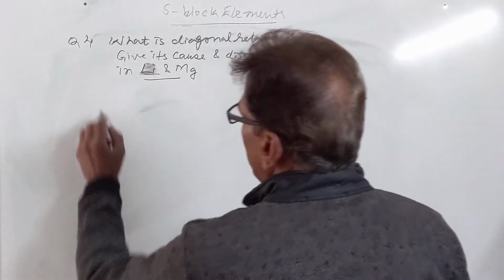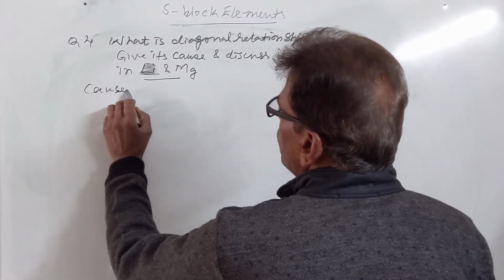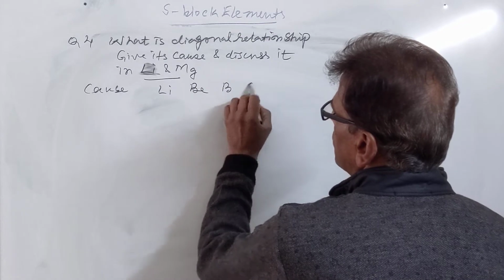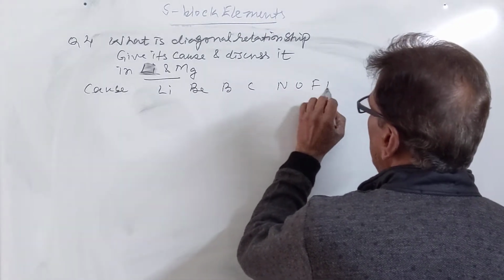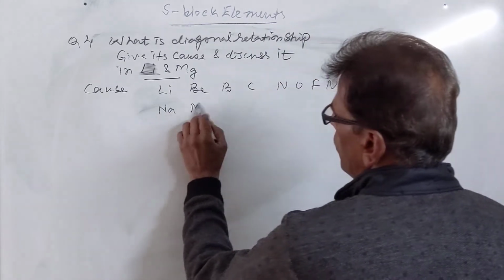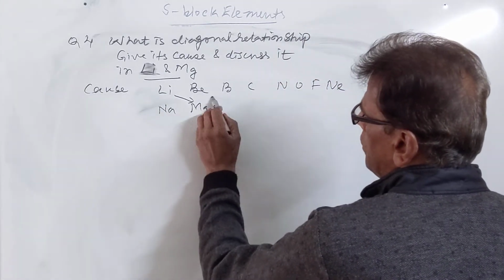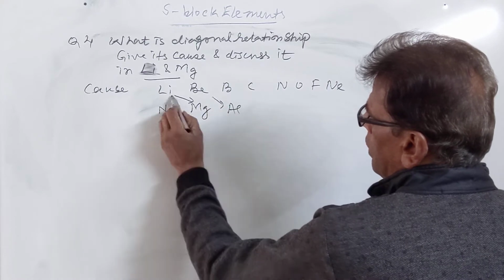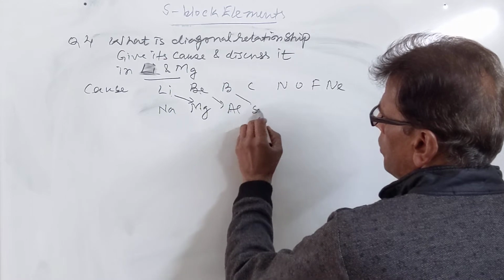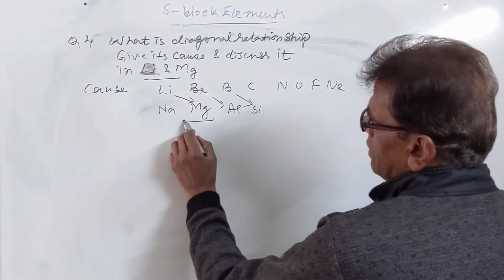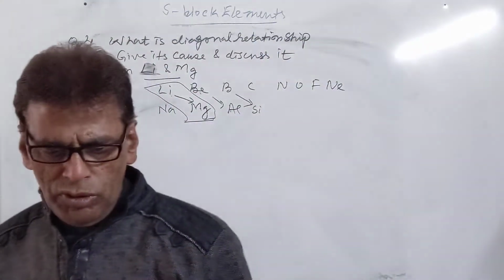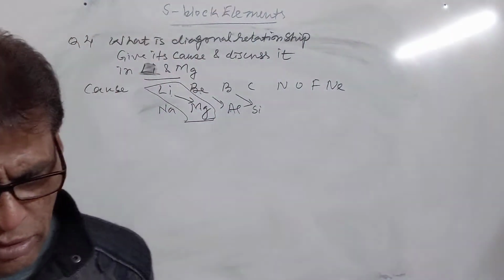The cause of diagonal relationship is seen when we move diagonally. This is the element of second period, then we have the elements of third period. Lithium resembles magnesium, beryllium resembles aluminium, boron resembles silicon. So this is diagonal relationship, and we are discussing it now. Lithium and magnesium show diagonal relationship.